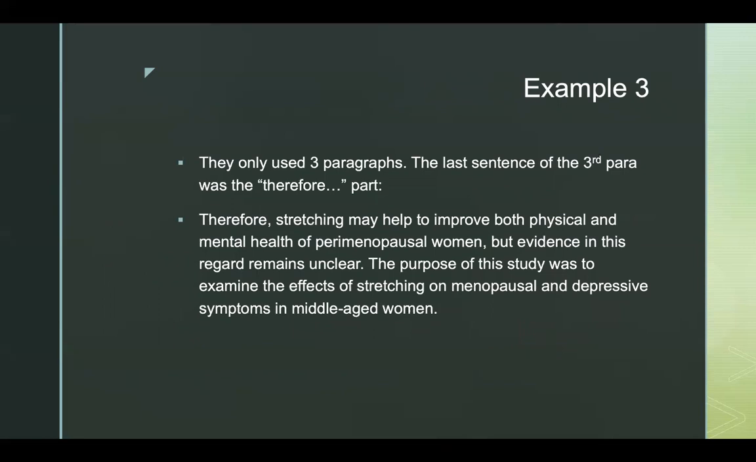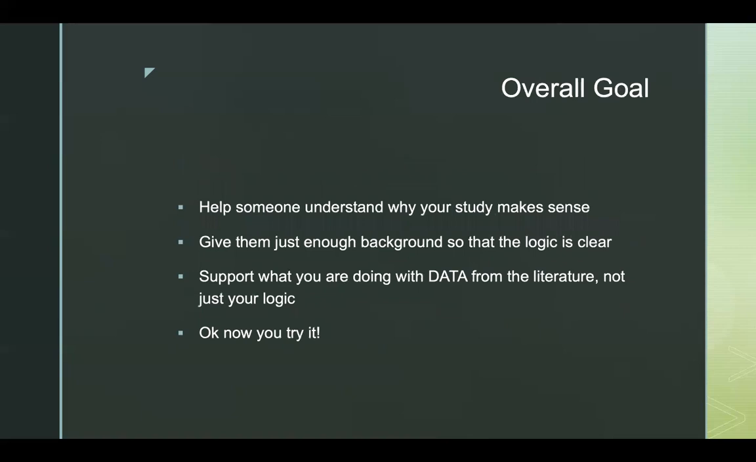Okay, example 3, like I said, that last part of the third paragraph was therefore. Stretching might help. The purpose of the study is to examine the effects of stretching on menopausal and depressive symptoms in middle-aged women. Perfect. Okay, so here your overall goal, again, is to help someone understand why your study makes sense. You want to give them just enough background so the logic is clear. And so this is about being thorough and concise. You want to support what you're doing with data from the literature. This is what you're doing here, data from the literature. You're not just talking about why it makes sense logic-wise. You must have data that you're relying on. So you have to have references.